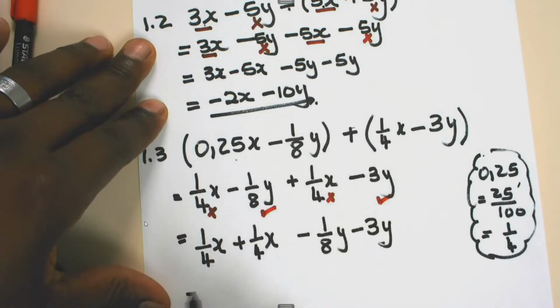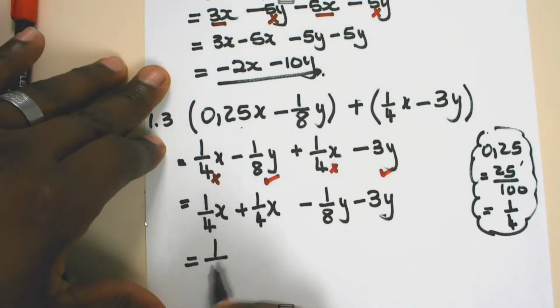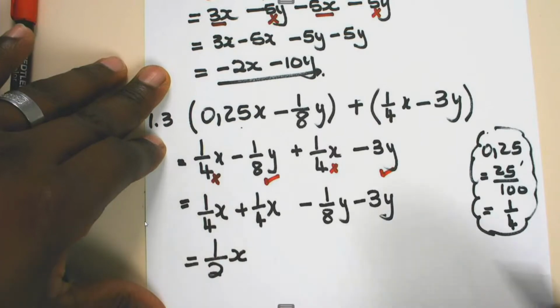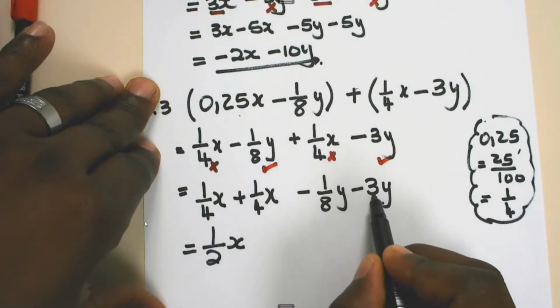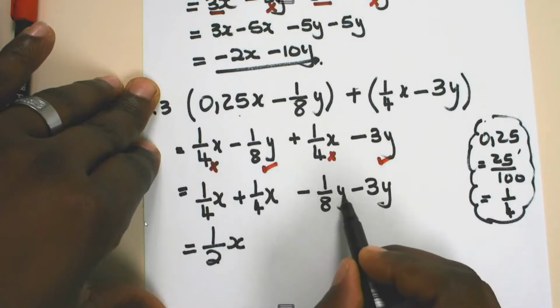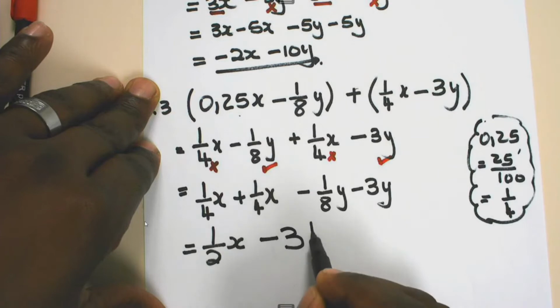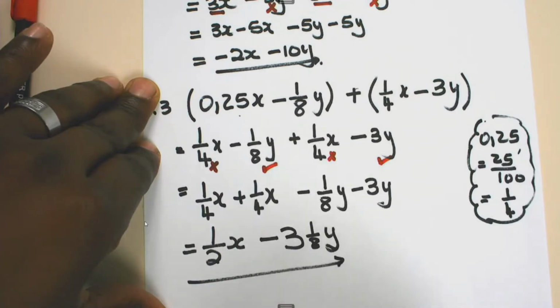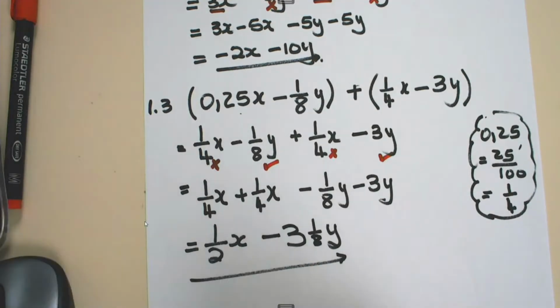So we can add them. A quarter plus a quarter is a half. It's going to be half x. And then we go negative 1 out of 8 minus 3. It is negative 1 out of 8y minus 3y, which is going to be negative 3 and 1 out of 8y. Can you see that? So there is our answer there. All right. We can actually do it like that.